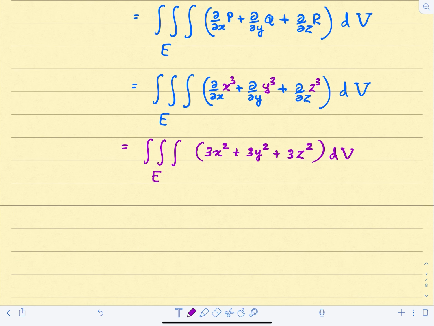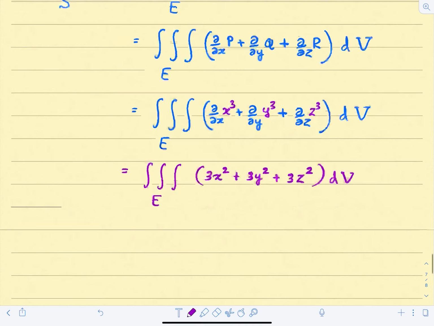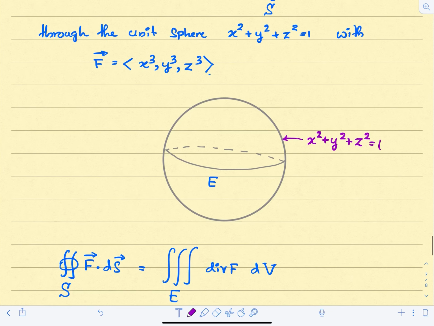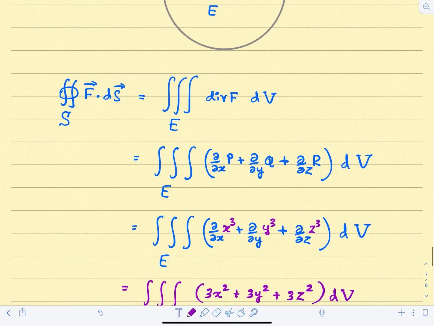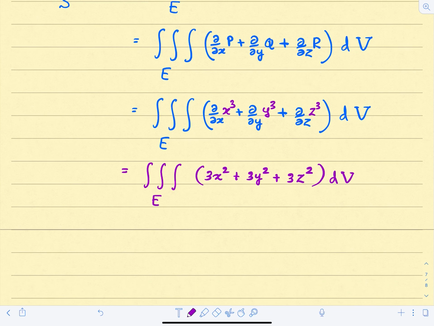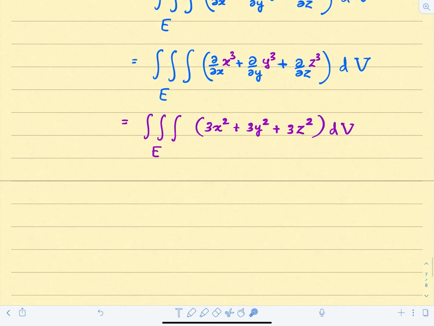over the solid domain E. Now, since your domain is a sphere, and here we have a term with 3x squared plus 3y squared plus 3z squared, the obvious choice is to use the spherical coordinate system. So let's do that.